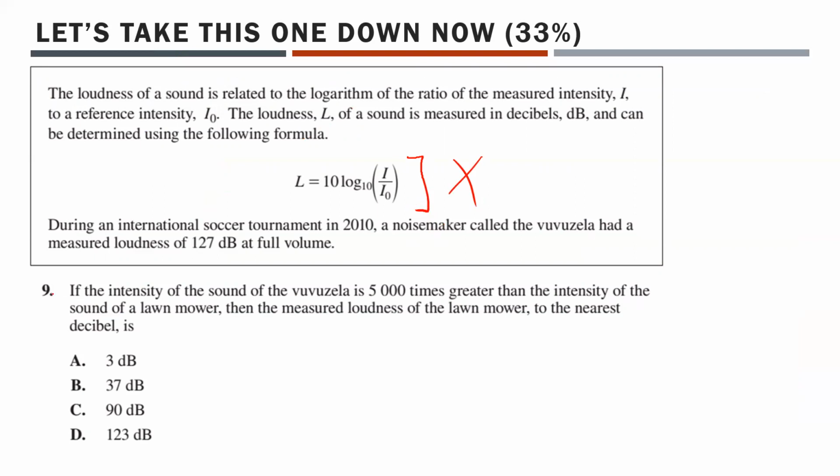So I'll just read the actual question part to you. You'll want to read the box up here too, especially the fact that it's 127 decibels. If the intensity of the sound of a vuvuzela is 5,000 times greater than the intensity of the sound of a lawnmower, then the measured loudness of the lawnmower to the nearest decibel is what? Pause the video here. I want you to give this one an honest shot.